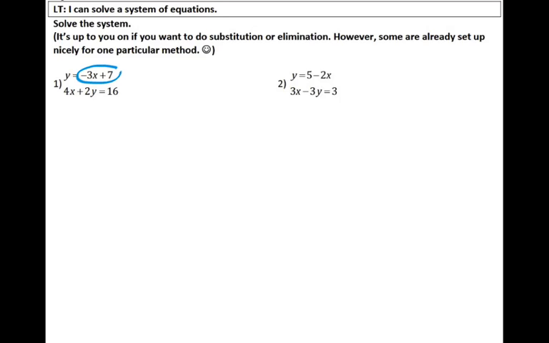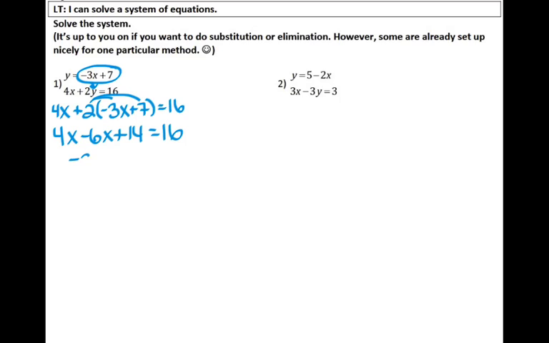So since y equals -3x plus 7, I'm going to substitute my y in the second equation for -3x plus 7. So I have 4x plus 2 times -3x plus 7 equals 16. Go ahead and solve for x. I'm going to distribute. So that's 4x minus 6x plus 14 equals 16. Combine like terms. Subtract 14 from both sides. Divide by -2, and you get x equals -1.